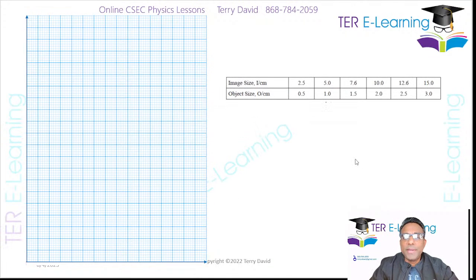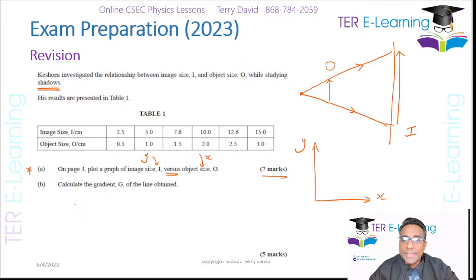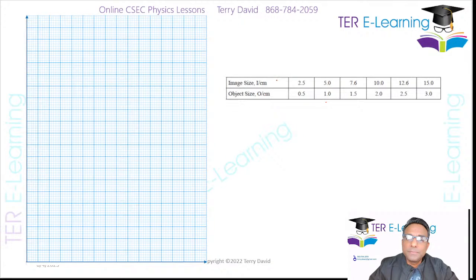Right, so this is my data here. Which one is x and which one is y? The y variable is image size. So therefore, this here is your y and this is your x. Now, when CXC is marking a question like this, there are certain things that they're going to look for. The first mark that you're going to get has to do with the scale that you selected. Now, let's look at the x variable here, which is object size.